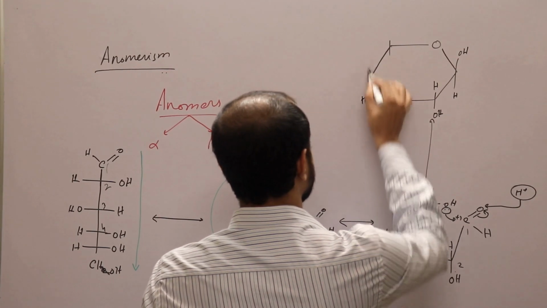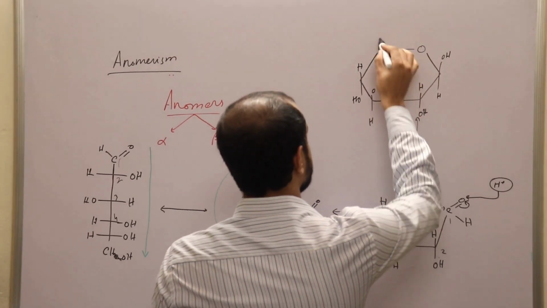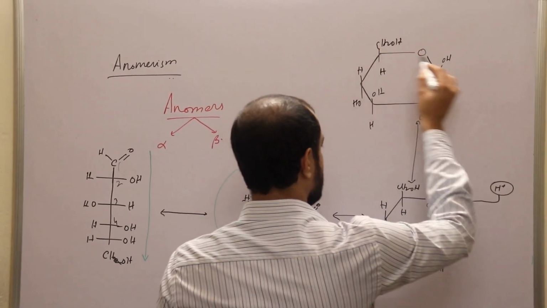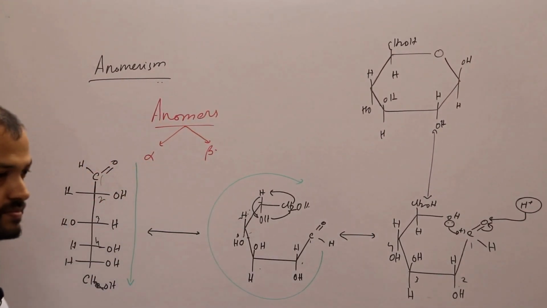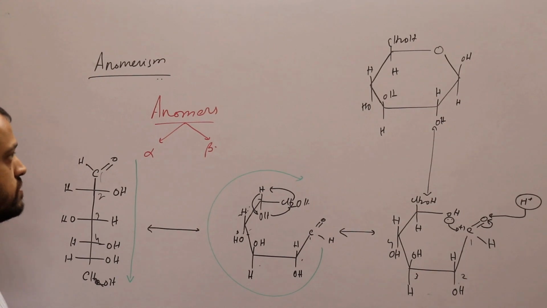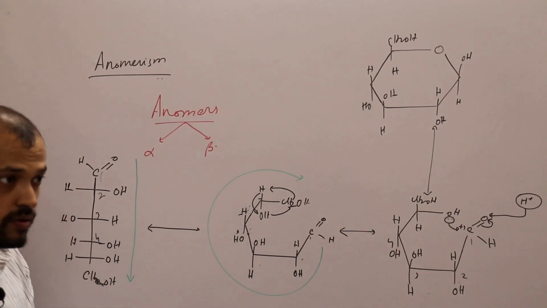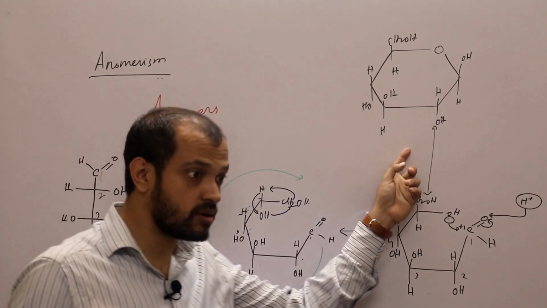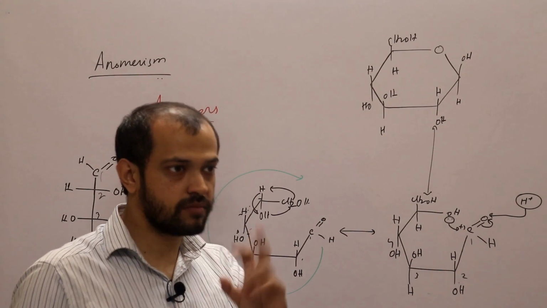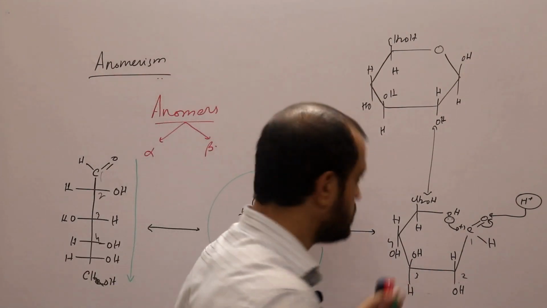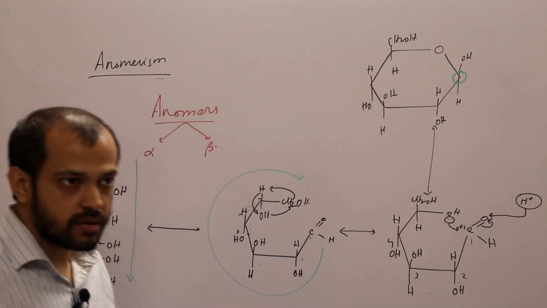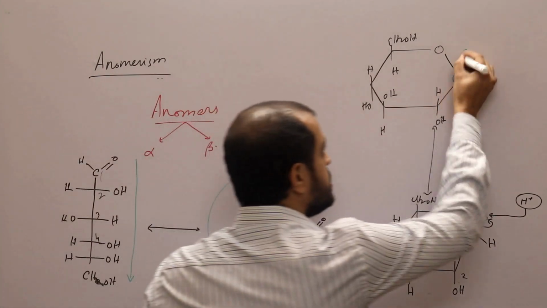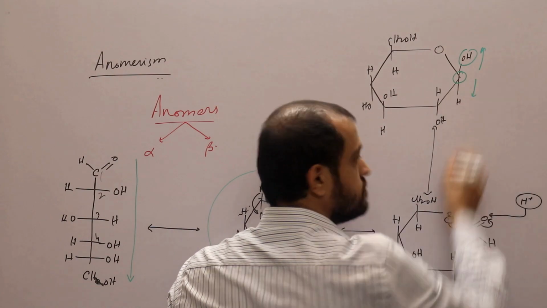Everything is now all right. Now listen. Okay, this is your Haworth projection formula. Now listen, if you want to know how you will remember or recognize whether this is an alpha anomer or beta anomer, you just have to remember the first carbon orientation, that is, in the first carbon whether the OH group is present up or down.